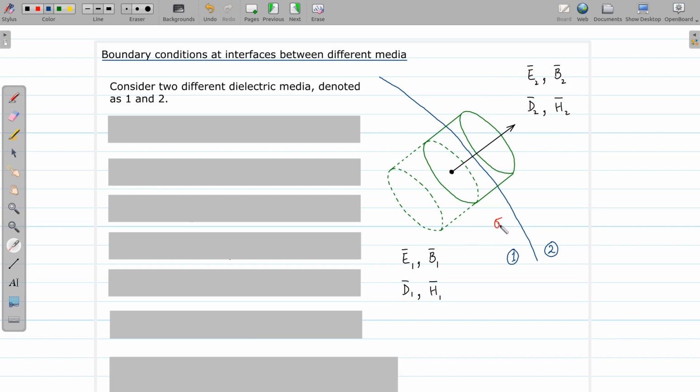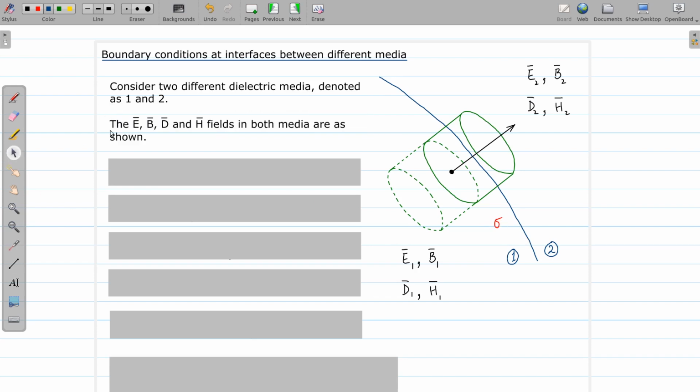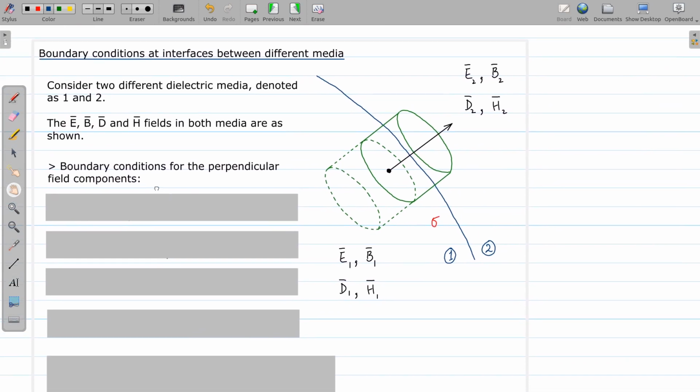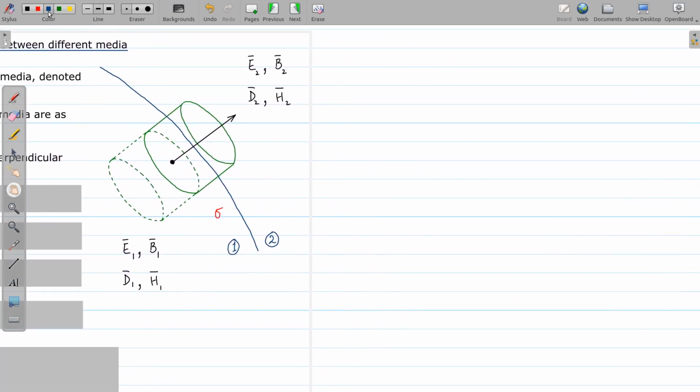And let's say there is some kind of surface charge distribution at the interface, which is sigma. So these fields are shown as given here, and we want to find out the boundary conditions for the perpendicular field components. When I say perpendicular field components, this is what I mean.